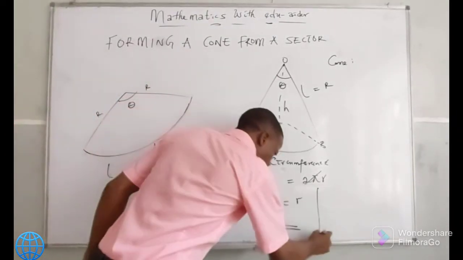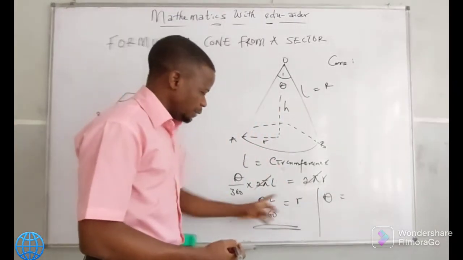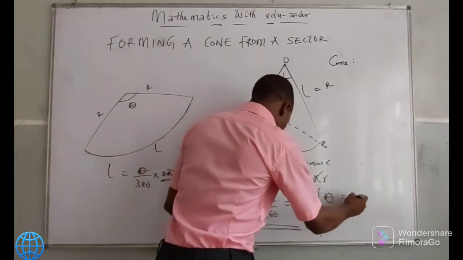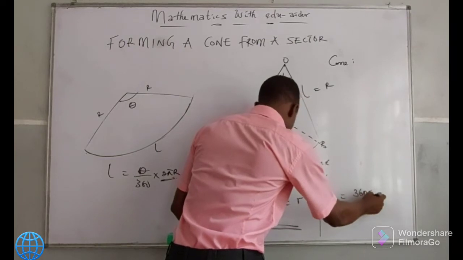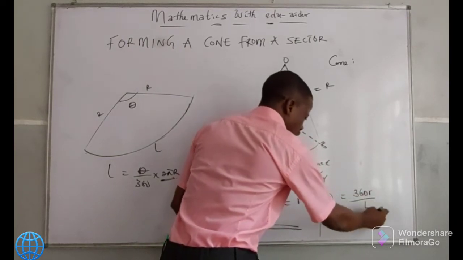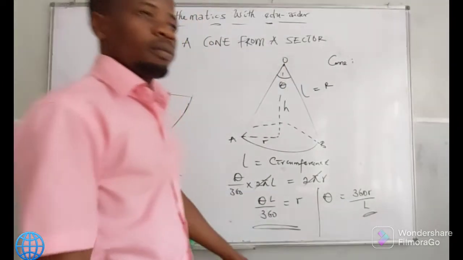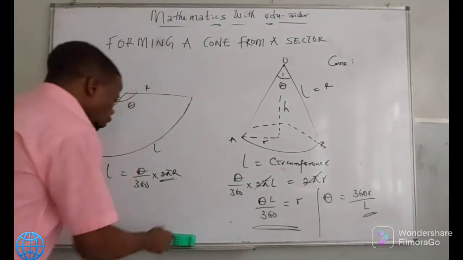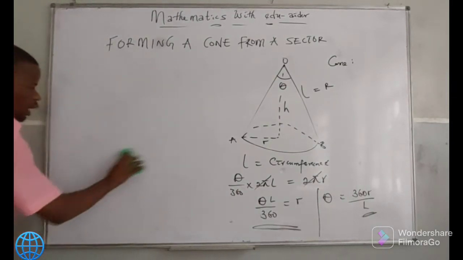What do we have? We are going to be having a theta. You can do that from here. Theta is what? From here, if you multiply both sides by 360, theta should be equal to 360 r divided by L, the slant. Or what we call the slant, the slant L. Are we good to go? Now, having gotten this, we can equally generate something else. Look at this quickly before I end this video.